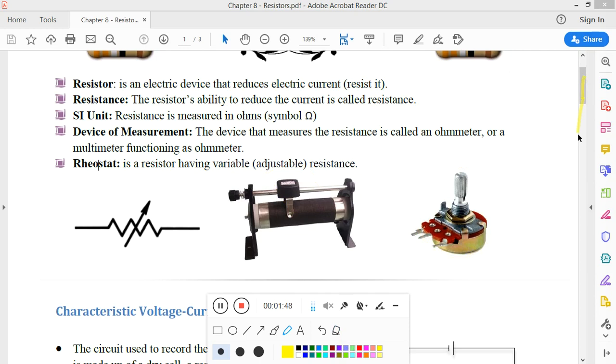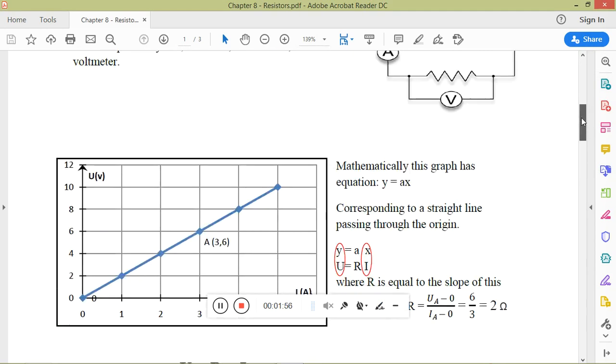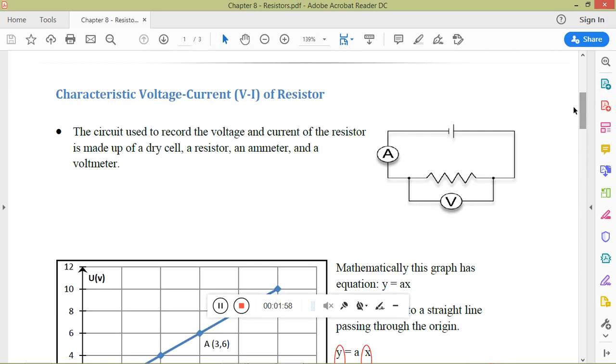Now, the constant voltage current of a resistor. So, if we set up this circuit that consists of a battery, an ammeter, a voltmeter, and a resistor. This is the symbol, the diagram representation of the resistor. We can draw it by a zigzag or a rectangle.